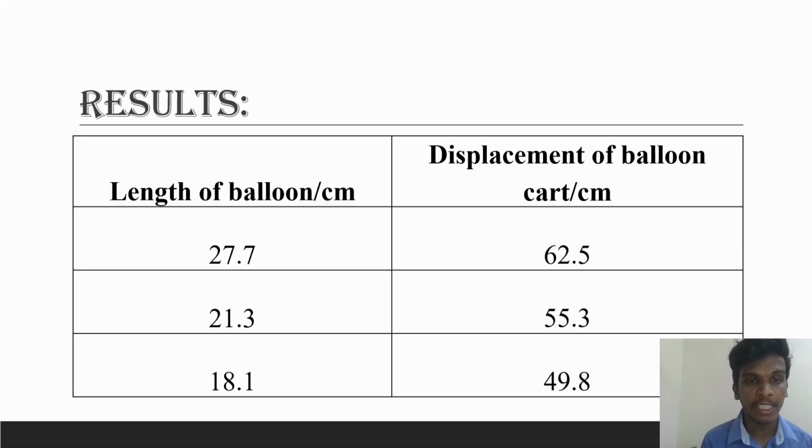Hi, my name is Vimanan and next we'll see the results. Length of balloon: first we measured a 27.7 cm balloon. The displacement of the balloon was 62.5 cm. Next, 21.3 cm. Its displacement was 55.3 cm. Lastly, we measured an 18.1 cm balloon. Its displacement was 49.8 cm.